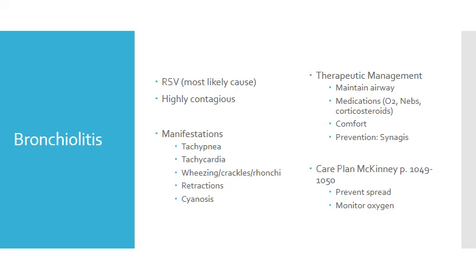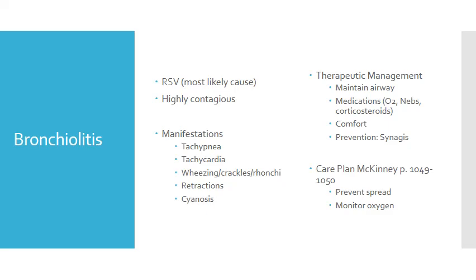We want to keep the patient as comfortable as possible, so we talk about clustering our nursing care and encouraging parents to room in with the child so that they feel safe and comfortable. And then prevention. Synagis is something that can be given by IM injection. It's given monthly during the RSV season to premature infants that are less than 6 months old. So that's something we'd want to educate parents on that is available to them.